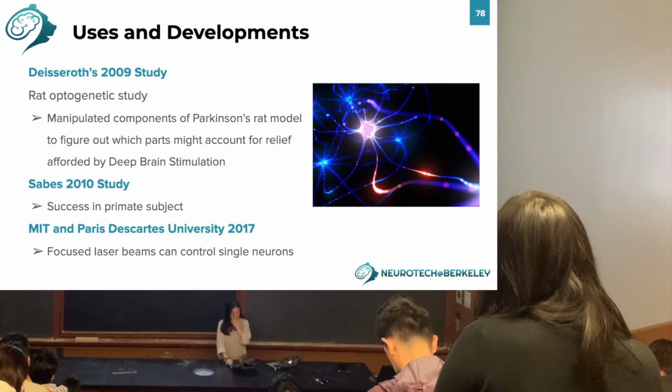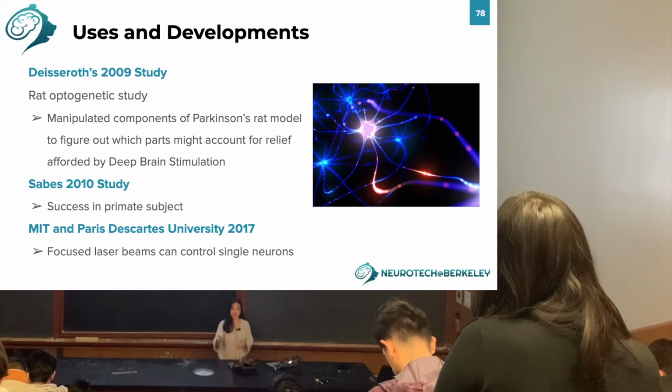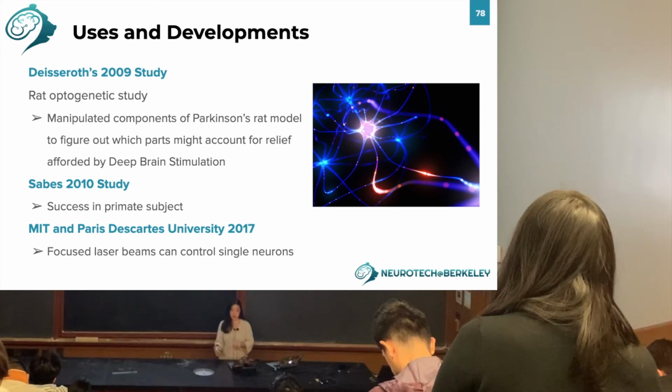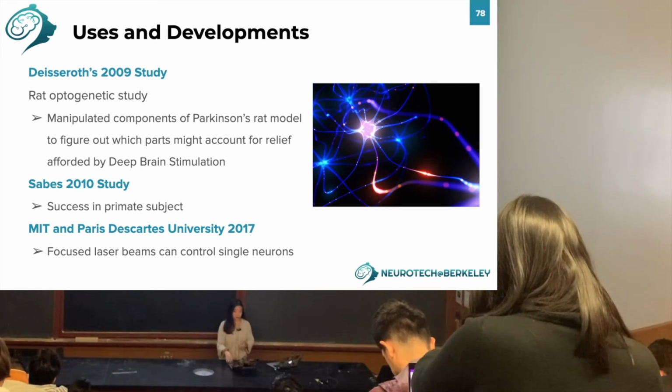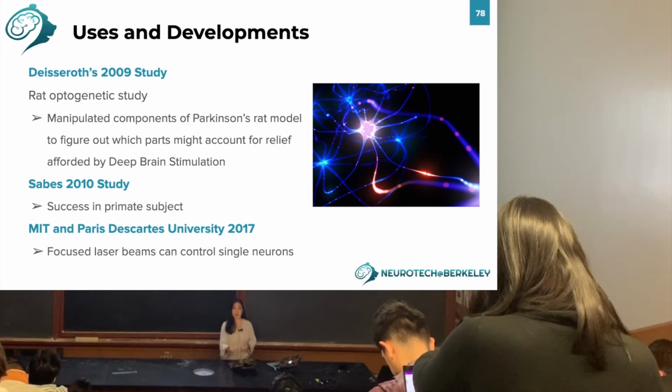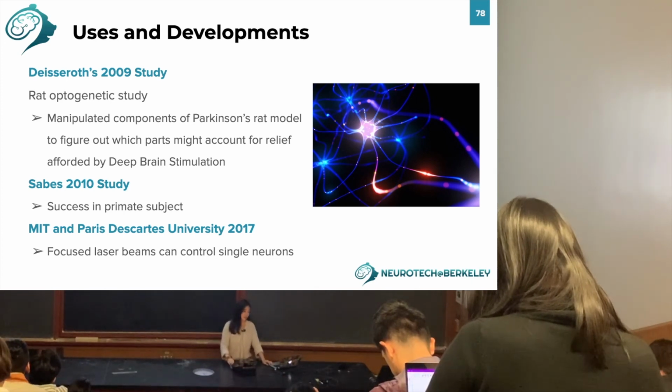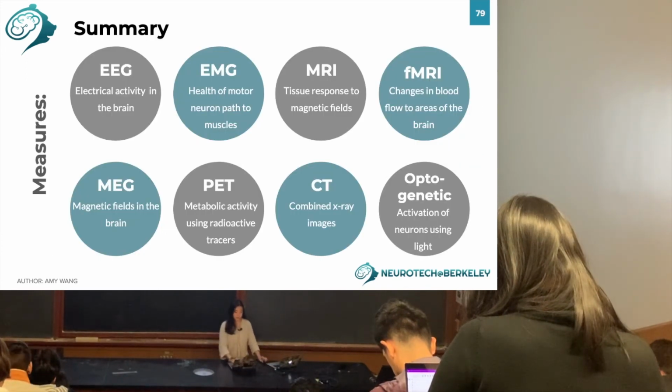And then in 2017, something really exciting was that researchers were able to focus laser beams on a single neuron so that you could target individual cells bearing that light-sensitive molecule, and then that individual neuron was stimulated. So being able to target a single neuron in your entire brain is also really, really cool. Okay, managed to finish in time.